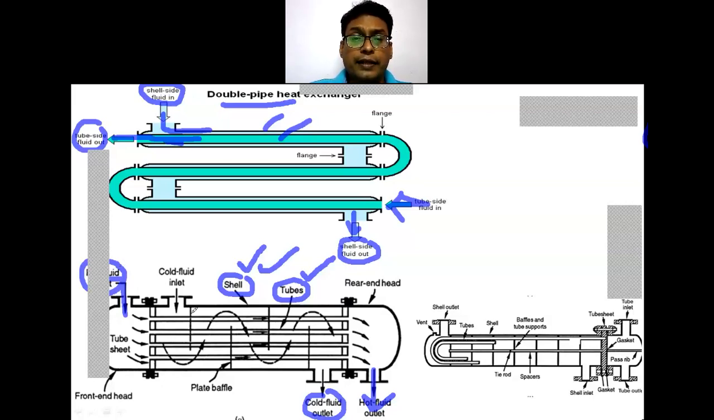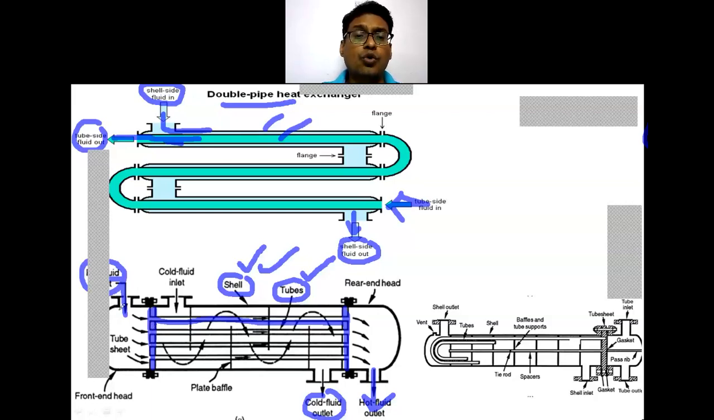So there are a number of tubes which are available in this shell, and these tubes are held with the help of a tube sheet. If you see this, that is called a tube sheet. This is one of the most important parts. In this figure, there are two tube sheets which are available.